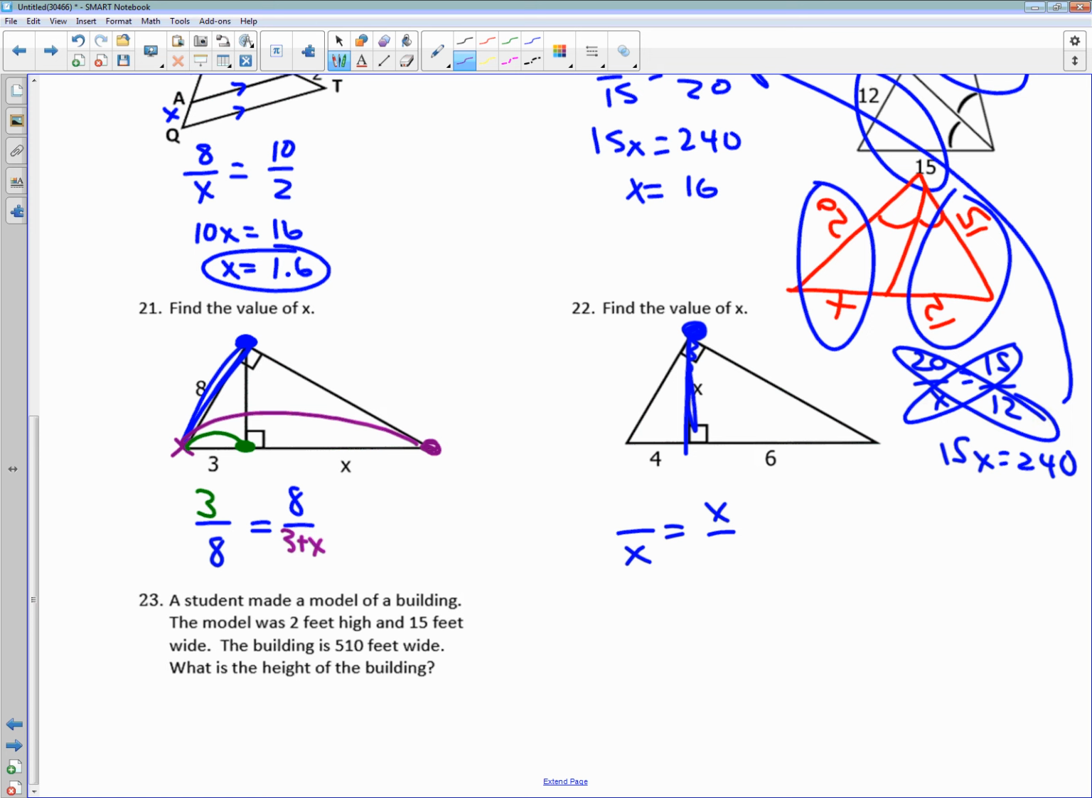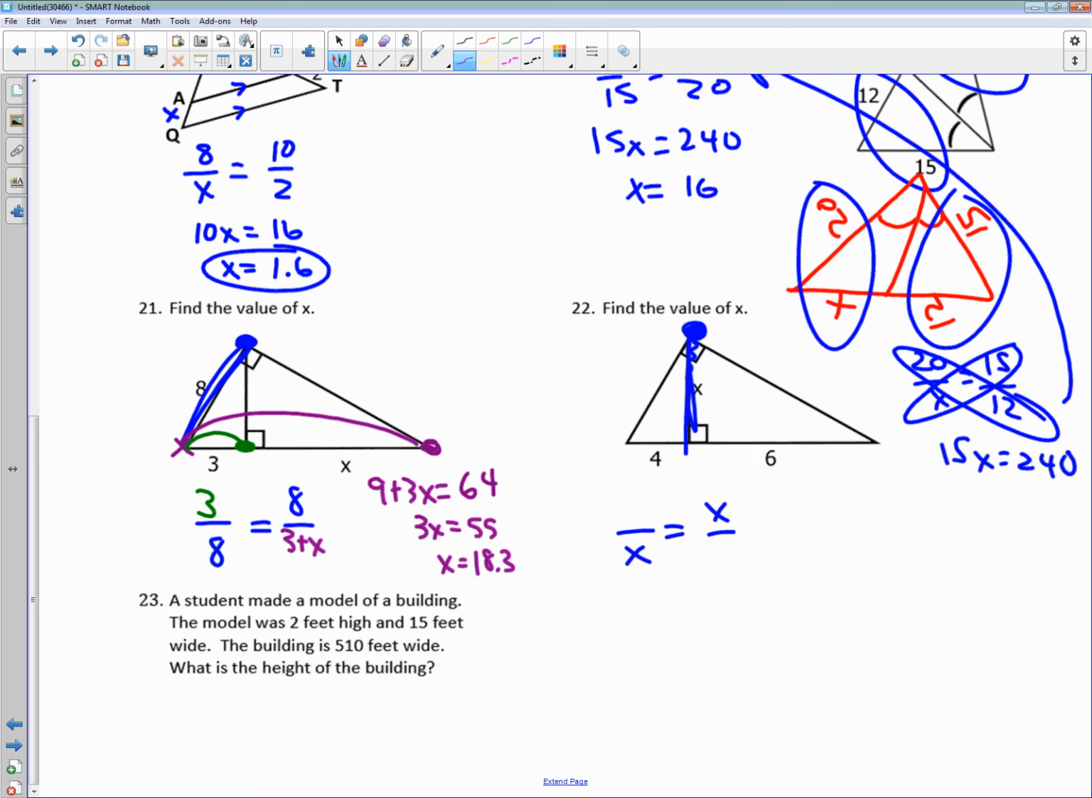So what's going to happen here, I'm going to cross multiply and solve. So I'm going to do 3 times 3 plus x, which is 9 plus 3x, equals 8 times 8, which is 64. So when I subtract 9 from both sides, I get 3x equals 55. And then divide both sides by 3. So I get x equals 18.3.